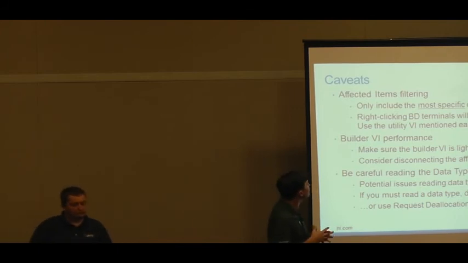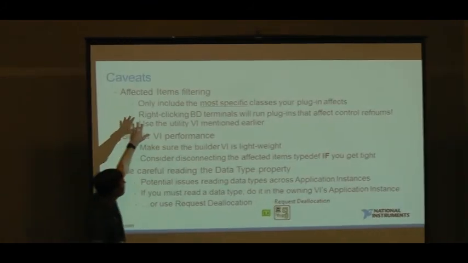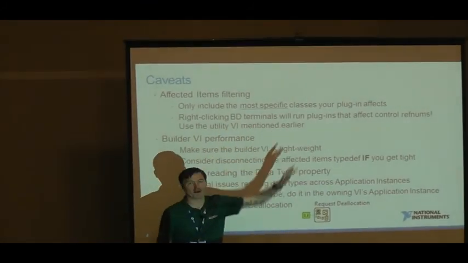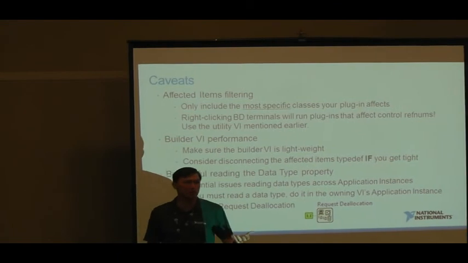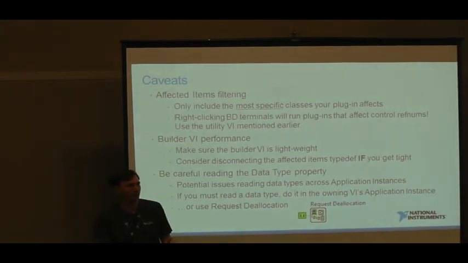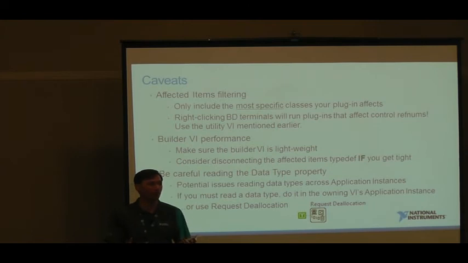So, some caveats. The affected items filtering. You want to only include the most specific classes your plugin affects. Don't use gObject when you want to just get strings. Because that means we're going to run your builder VI on everything that you pop up on. And if you start doing that in lots of places, eventually you will bog down the response time of your right-click menus.